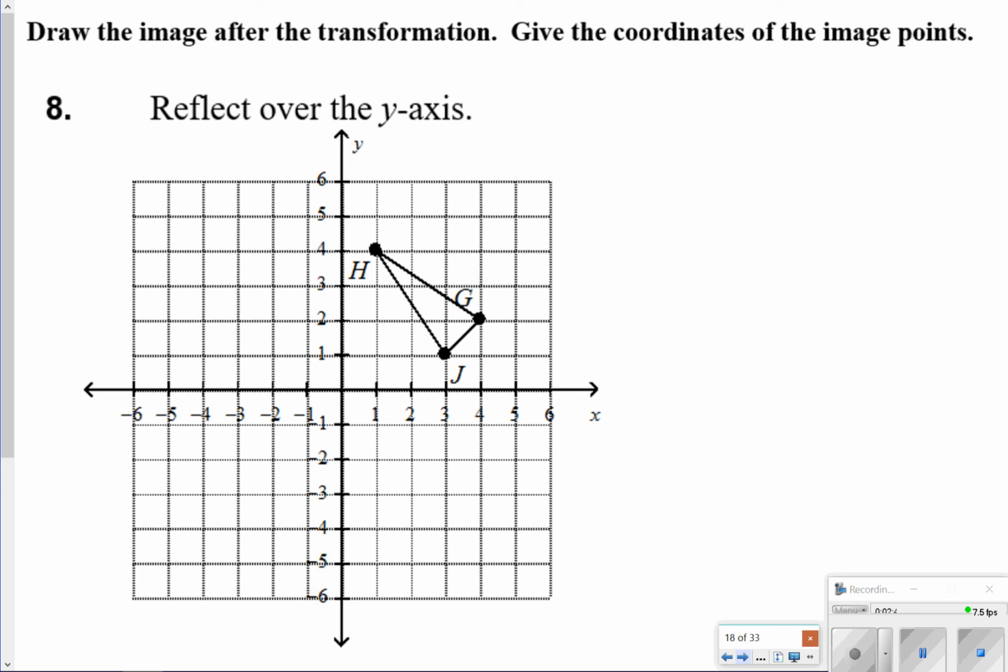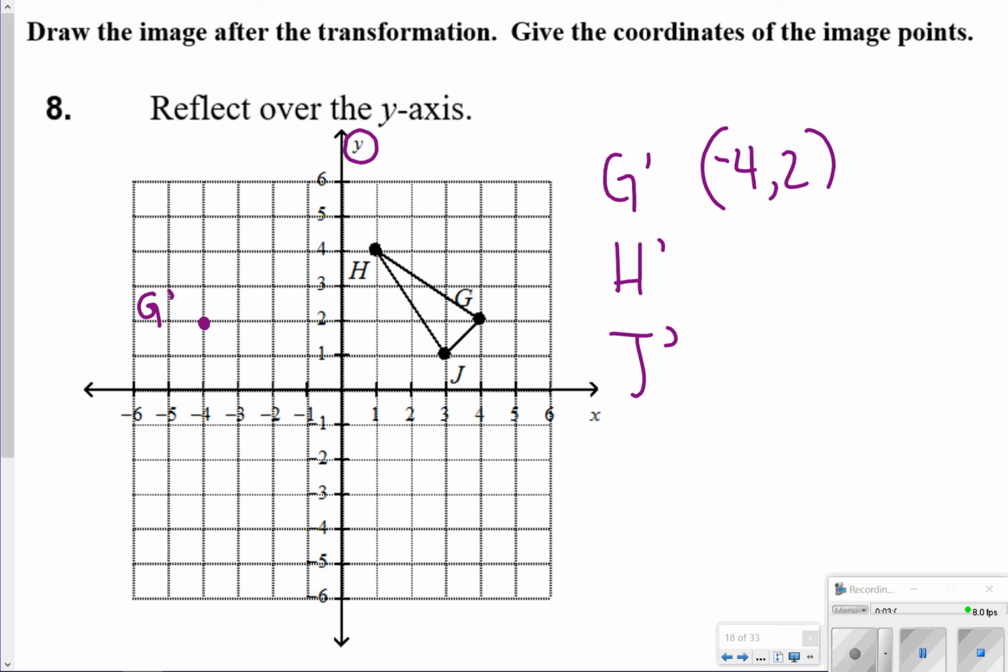For number 8, you're reflecting over the y-axis. Again, keep in mind the y-axis is the vertical axis, so all of your x-coordinates will change. You have 3 points that you're supposed to label as well, G prime, H prime, and J prime. G prime is going to be at -4, 2. H prime will be at -1, 4. And J prime will be at -3, 1. When you connect your points, your triangle is reflected over the y-axis.